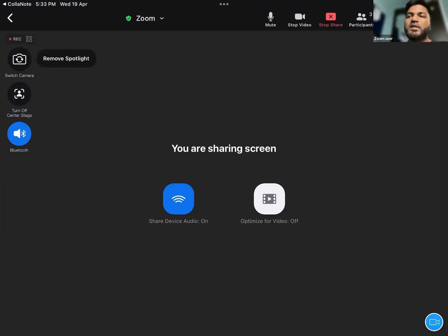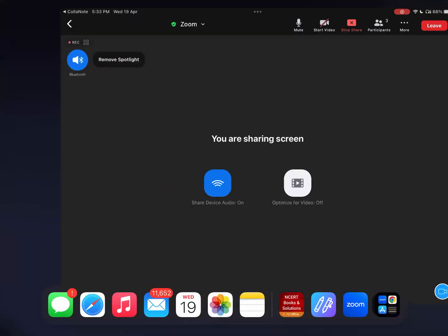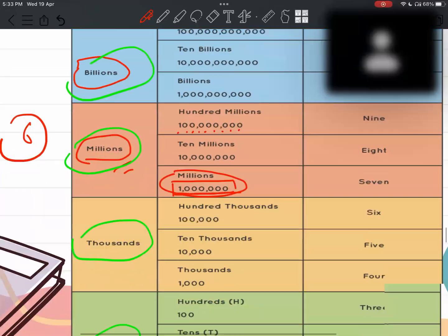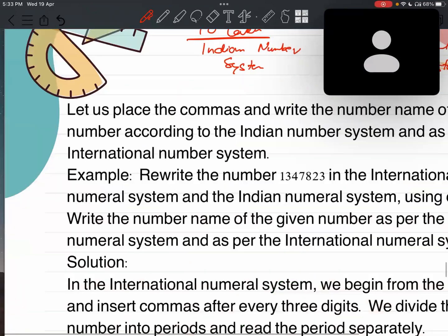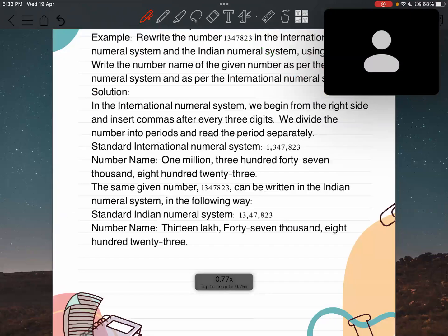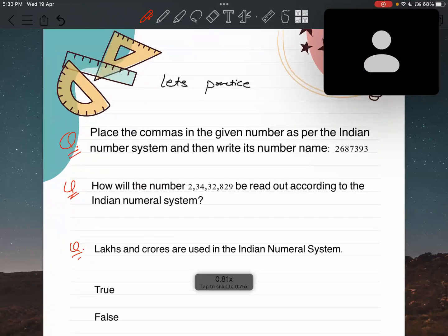Got it. Likewise, this is valid for other values, other higher values as well. For billion also, the same rule is applied. Okay, now let's solve few questions.